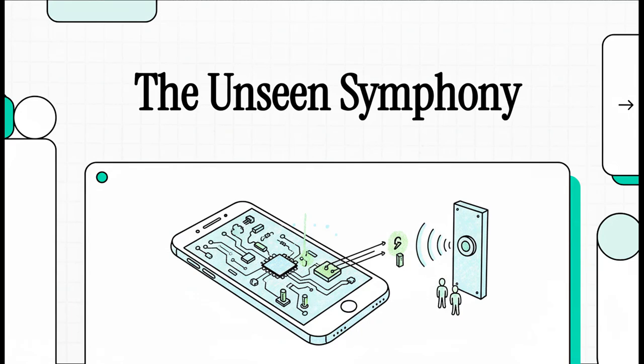Ever stop to think about what's really going on inside your phone? I mean, you tap the screen, something happens. Or, how does an automatic door just know you're there? It kind of feels like magic, right? But it's not. It's actually this incredible microscopic performance, this high-speed dance that's happening billions of times a second. So today, we're going to pull back that curtain and take a look at this unseen symphony.